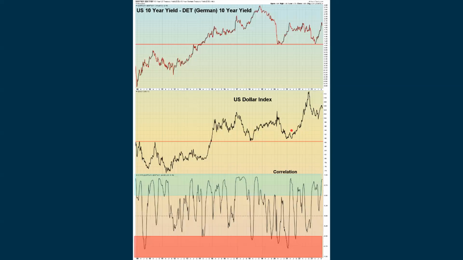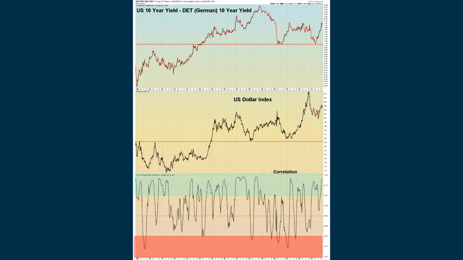Then we look at the 10-year yield in the US and we subtract the German 10-year yield, and we're coming down a little bit here. But what's amazing about this is that we can compare this to the US dollar index, which also has been under a little bit of pressure. And believe it or not, there's a strong correlation between the two. So this can sometimes give us a heads up.